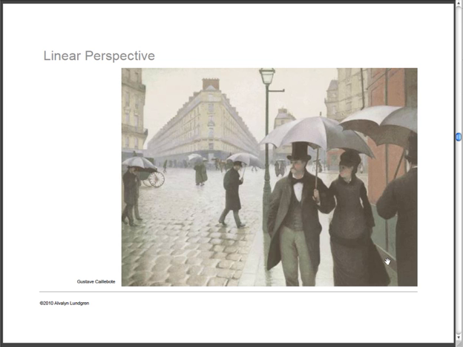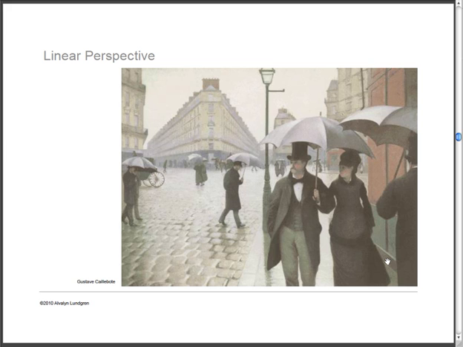Linear perspective is the idea that parallel planes will actually converge when seen in perspective, and they will converge at eye level. When you're looking at something straight on, planes that are parallel will actually angle toward each other as they recede from you and gain greater distance from you.